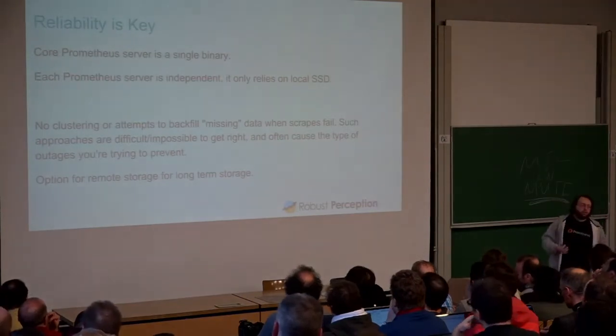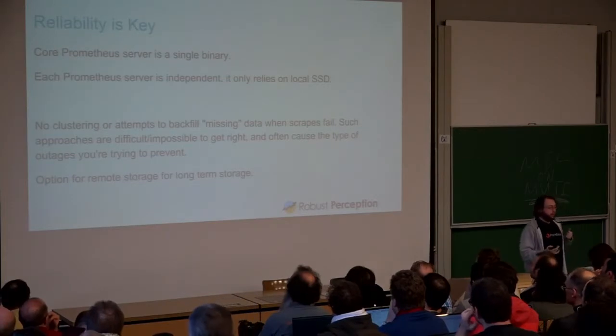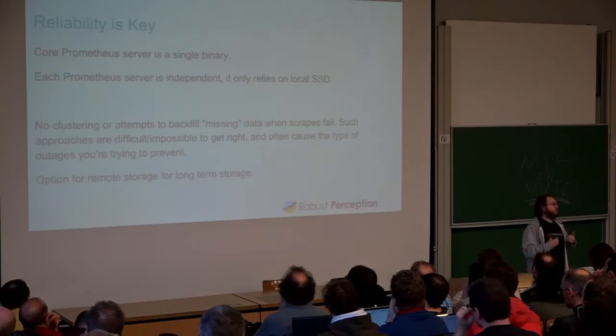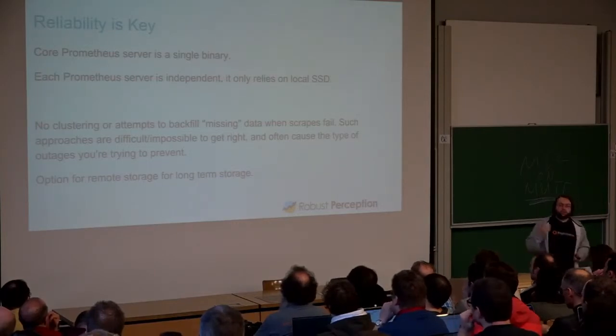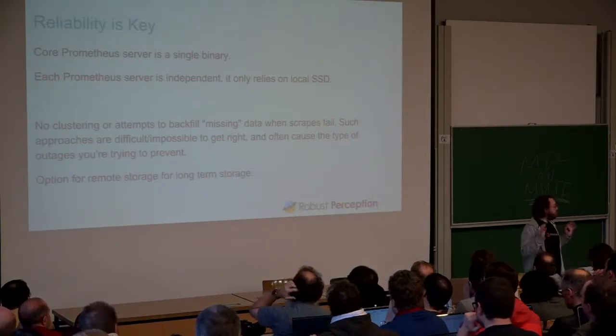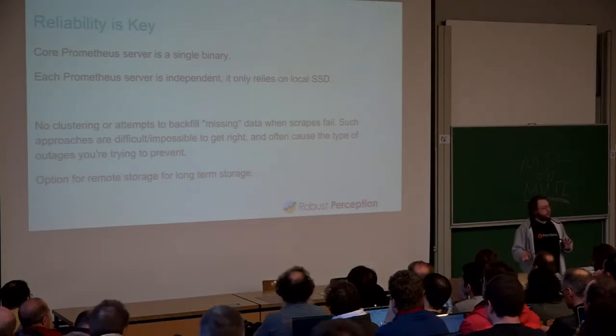Another aspect of Prometheus is reliability. If you look at a lot of systems in there, they're clustered, they're complicated. It's very difficult to get that stuff right. Prometheus, the core of it is a single binary, a single Go binary statically linked. And each Prometheus server is independent. All it needs is a local SSD. You can also do a hard disk. It usually works.